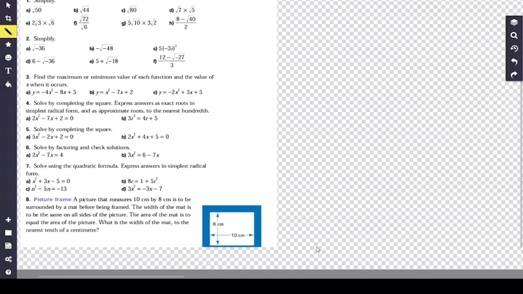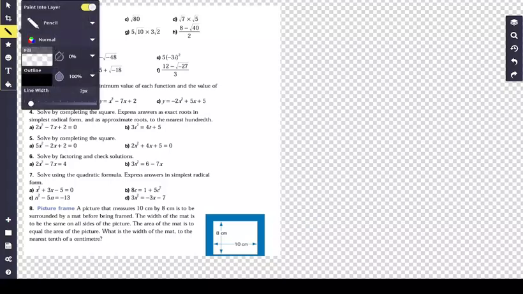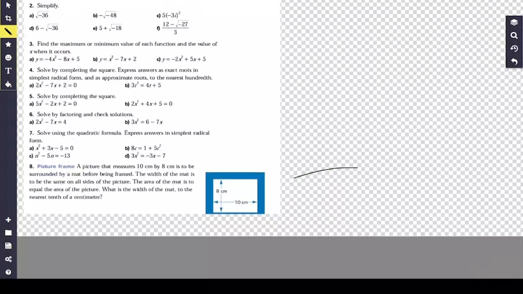Picture frame measure 10 by 8. Okay, so we have a diagram here, so I'm not gonna draw because I'm not good at drawing, and I'm drawing on a laptop, even worse. It's meant to be surrounded by a mat. The width of the mat is the same on all sides. The area of the mat is equal to the area of the picture. What does that mean?